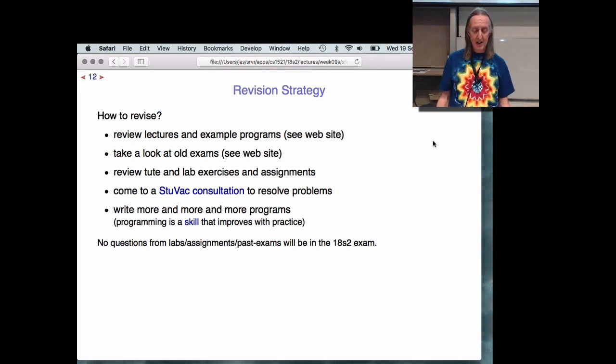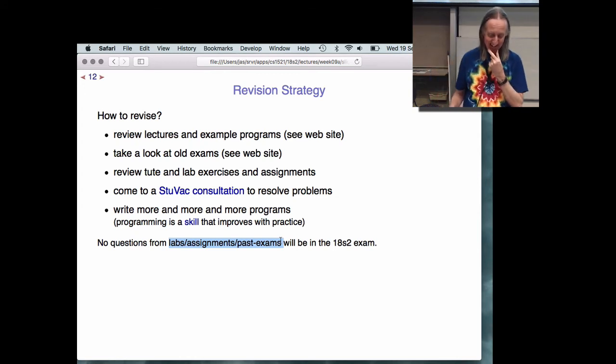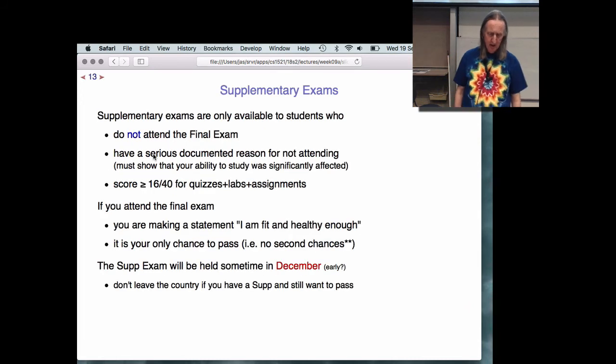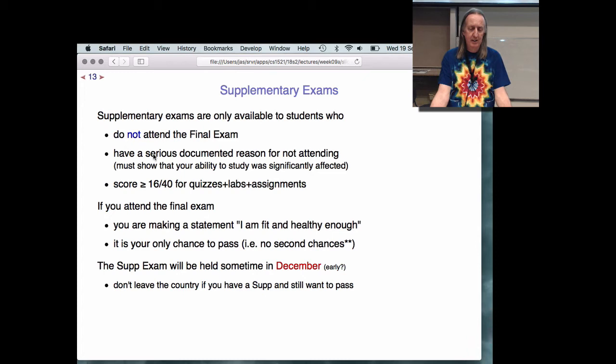Take a look at the tutes and labs. As it says down the bottom, it's worth looking at those things just to get the idea of how to program, but I'm not going to recycle any questions from there. There'll be StuVac consultations with me. Maybe I'll get your tutor sitting there for doing 24/7 revision support. And practice makes perfect.